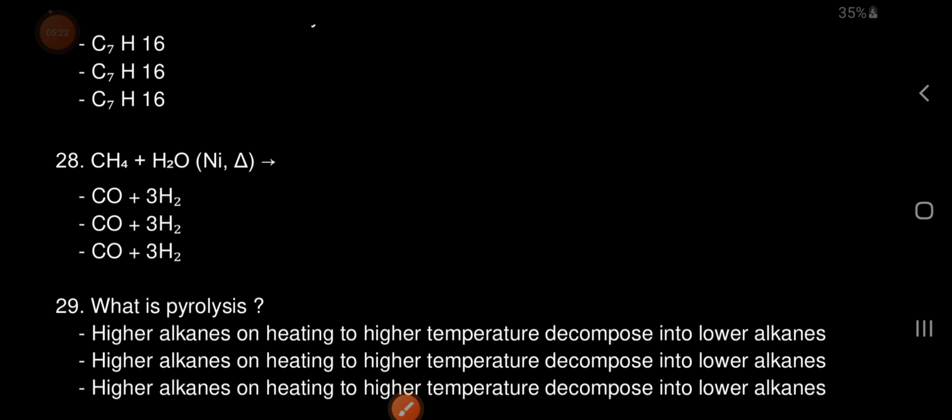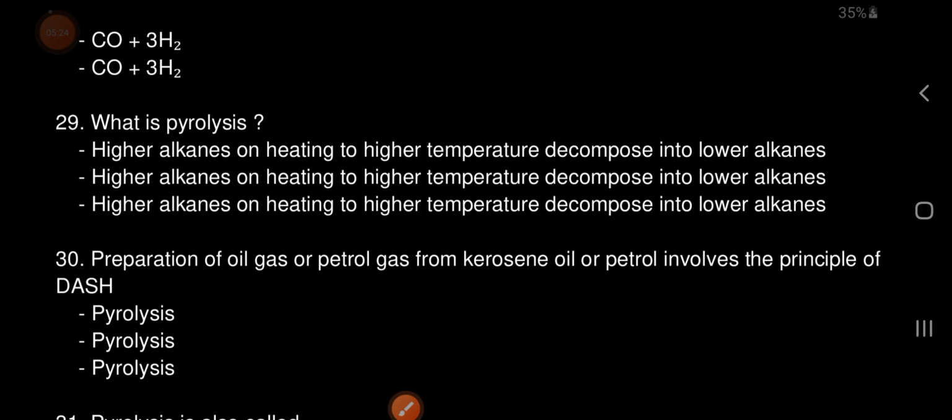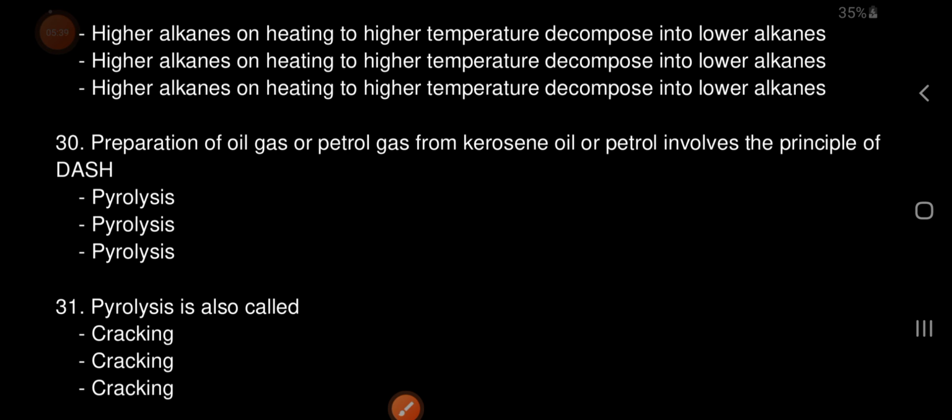What is pyrolysis? Higher alkanes on heating to higher temperature decompose into lower alkanes. Preparation of oil gas or petrol gas from kerosene oil or petrol involves the principle of pyrolysis. Pyrolysis is also called cracking.